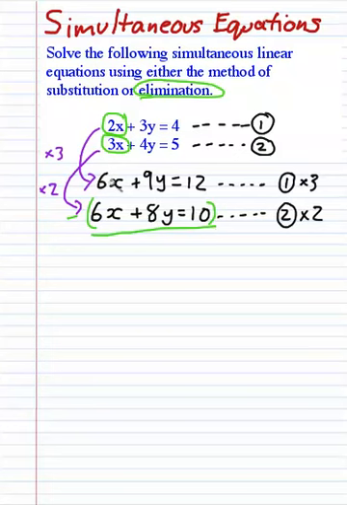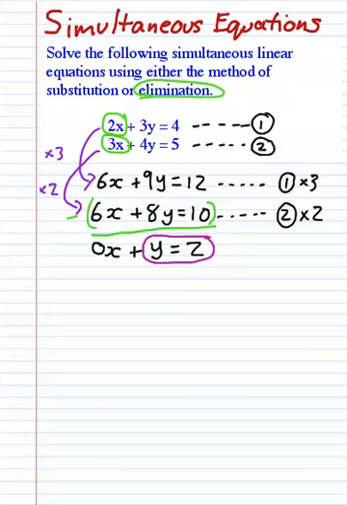So 6x minus 6x will give us 0x. 9y minus 8y will give us 1y. And 12 minus 10 will give us 2. In other words, we've got our answer here. We've found that y is equal to 2. So we've been able to eliminate the x term.